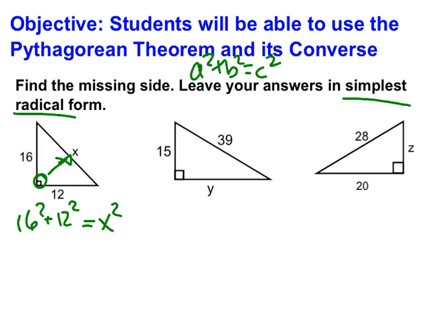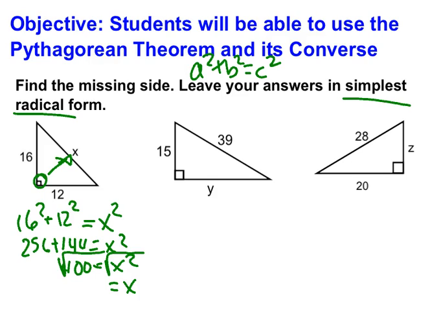16 squared is 256. 12 squared is 144. Together, those make x squared. You get 400 equals x squared. And you take the square root of both sides. Square root of x squared is x, and square root of 400 is just 20. So on this one, we didn't have to leave our answer in radical form. It came up to be a nice answer of x equals 20. Let's hope that maybe the rest of ours will as well.